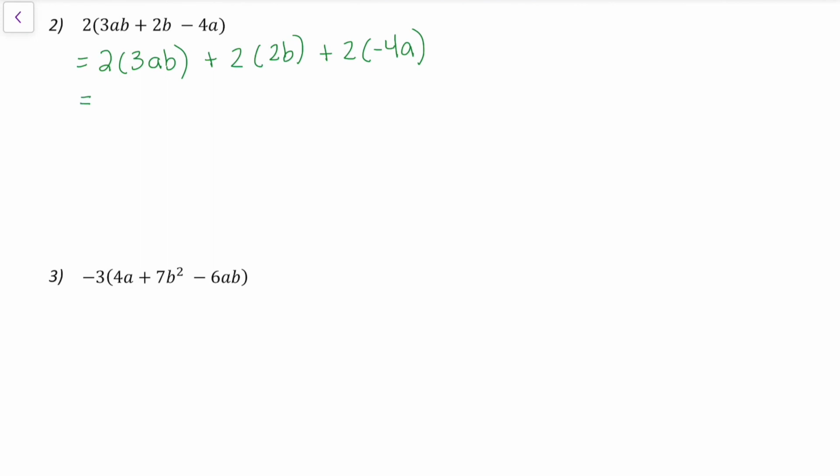So 2 times 3ab is 6ab. 2 times 2b is 4b. And 2 times negative 4a is going to be a minus 8a. Then I'm looking and I'm not seeing any terms that can be combined together, so this is as simplified as I can make the expression.